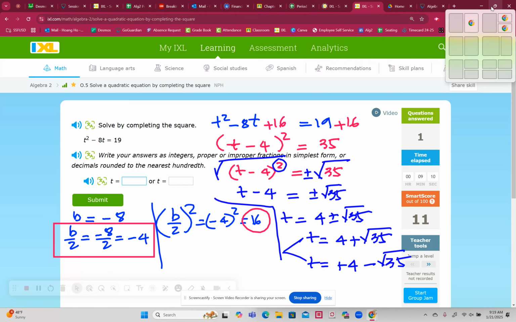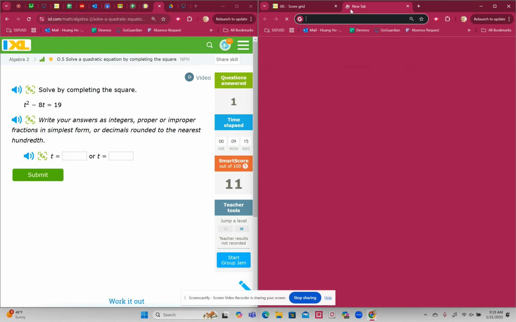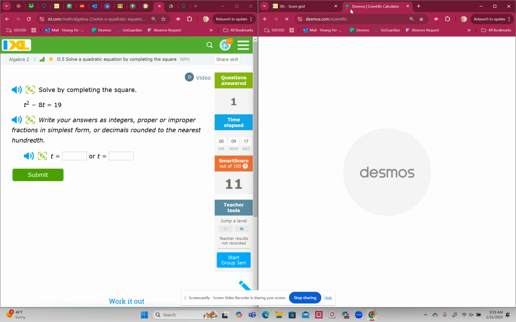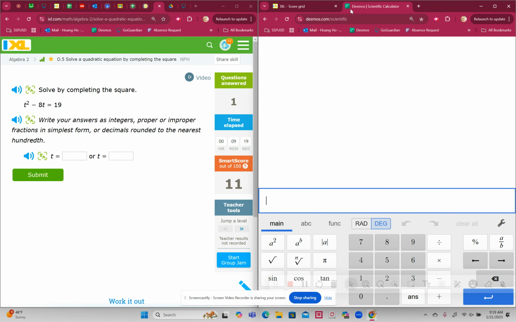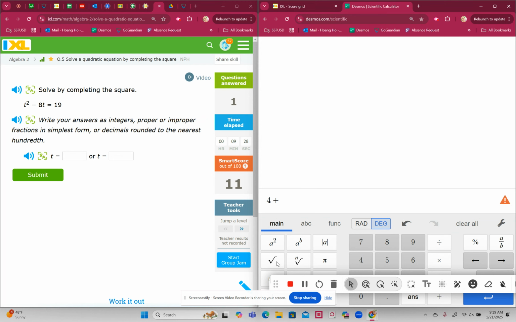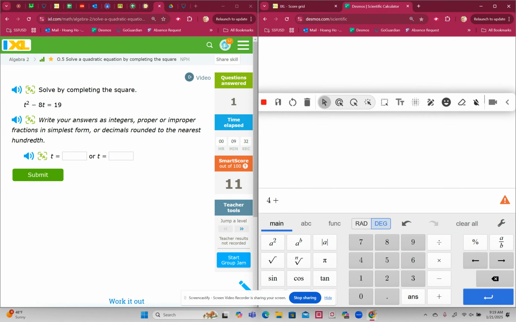So let's take a look at your calculator over here. Here we go. Okay, thank you, Colin. All right. So the answer is 4 plus square root of 35. Okay, square root. Can I put it there? I can't put it there.